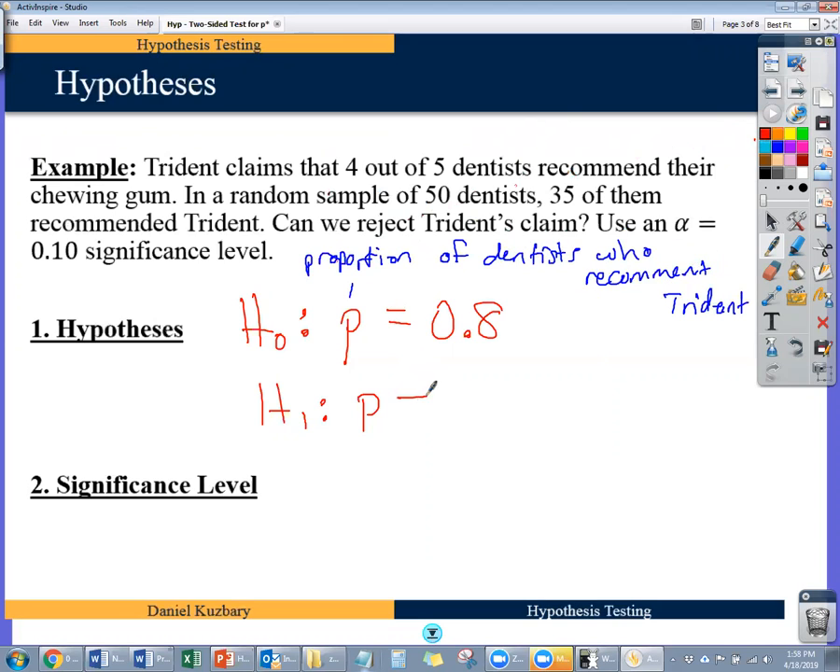So why don't we do a two-sided test, where the alternative is that the claim's not true. Either it's true or it's not true. We're not necessarily looking at more dentists recommending it or less. We just want to test this claim that 80%, 4 out of 5 dentists, recommend Trident. And we're told to use a significance level of alpha equal to 0.10. So we're going to use that without question and go on to the test statistic.